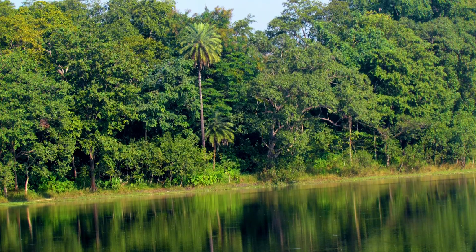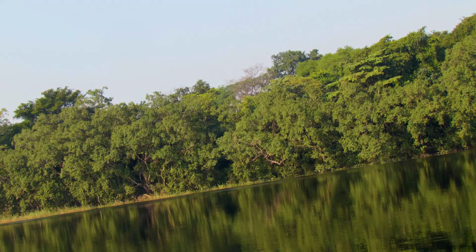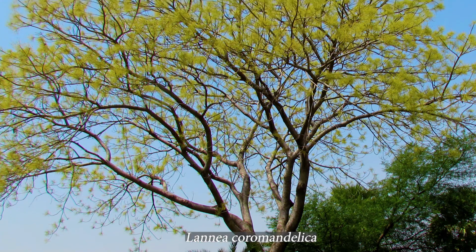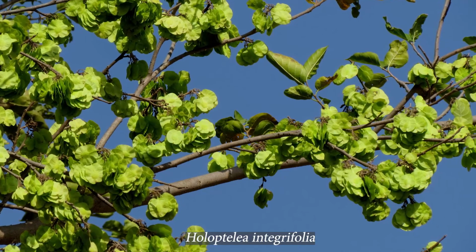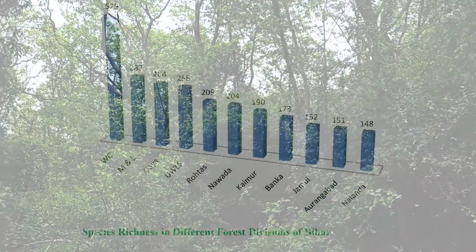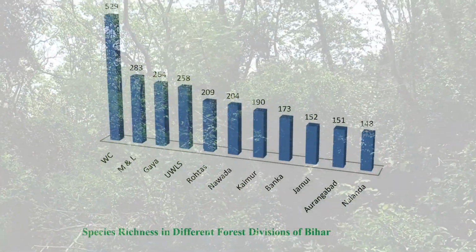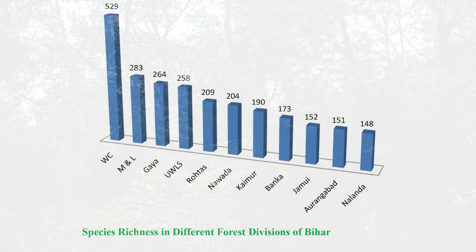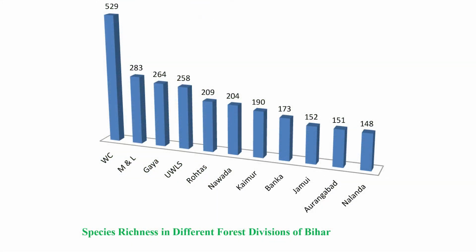Study also reveals that Forest Division of West Champaran is the richest in terms of plant diversity with 529 species, followed by the forest divisions of Munger, Lakhisarai, Gaya, Udaipur Wildlife Sanctuary, Rohtas, Nawada, Kaimur, Banka, Jamui, Aurangabad, and Nalanda.